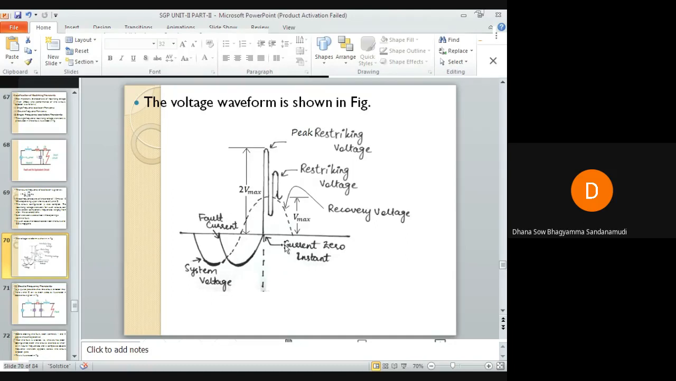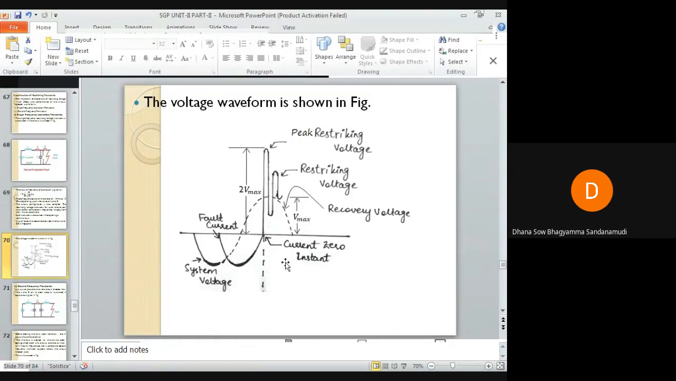That is nothing but 2V max by the duration for the first half wave. So how much time is taken for the first half wave? That will give me the rate of rise of restriking voltage. Of course, we are going to derive an expression for rate of rise of restriking voltage. Don't worry even if you are unable to calculate it in your mind. Higher values of natural frequencies can be related with a higher rate of rise of restriking voltage.